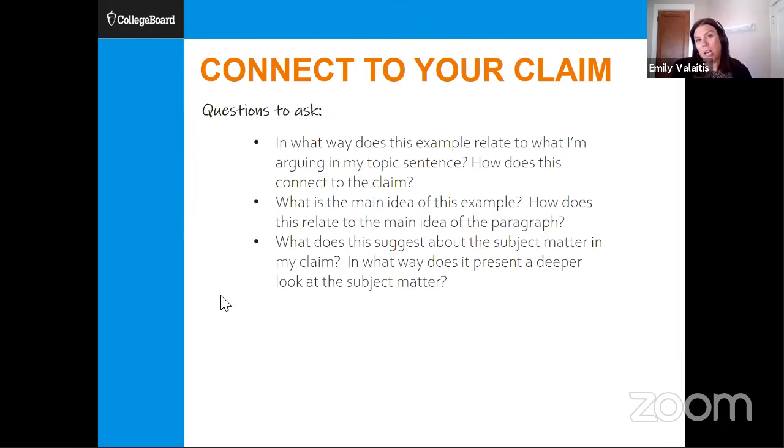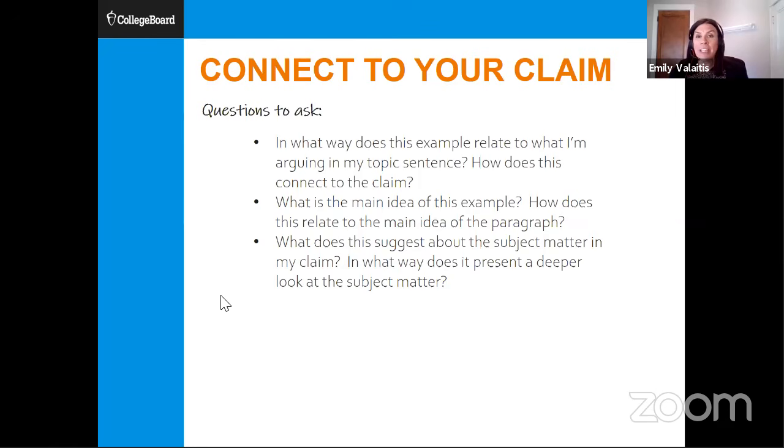And then look at the subject matter of the claim too. Again, stop and ask yourself these questions and force yourself to write the answer at the end of a body paragraph. If you can't do it for each example, then make sure it's built into the last two sentences or so of each body paragraph. I know that this year's a little bit different because not all of you are going to be handwriting your essay. You now have the option to type it.